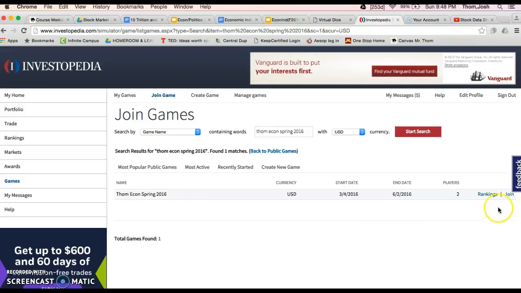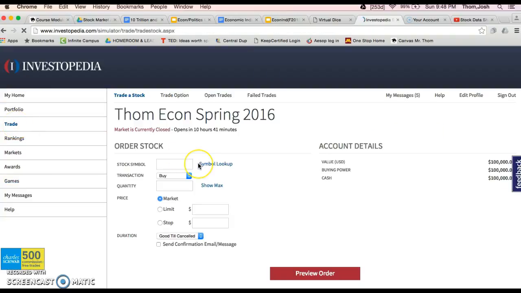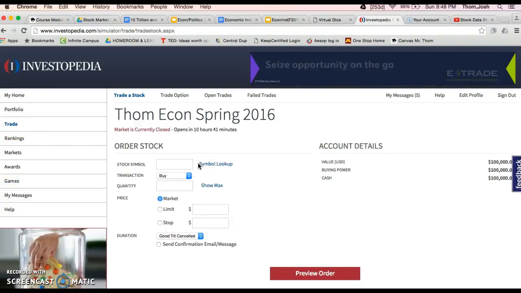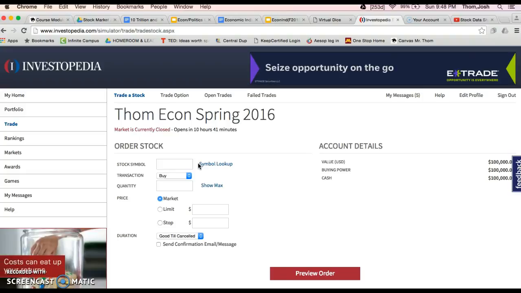So when you find that game, click on Join over here. Should be pretty self-explanatory. One thing I forgot to mention, you will have to sign up for an account, and that also is relatively easy to do. So once you've joined the game, you can see on the left-hand side, much like Yahoo Finance, you have a navigation bar over here. And if you click on Trade, this is where you can invest in those three companies that you decided to follow for the next 3 months.